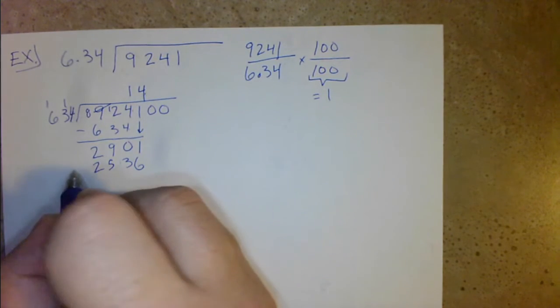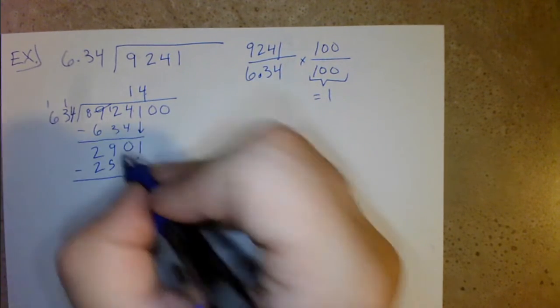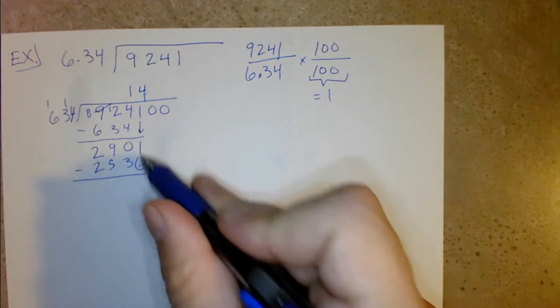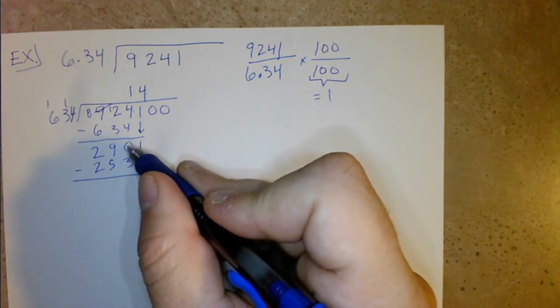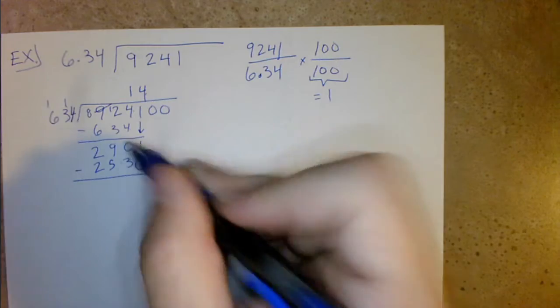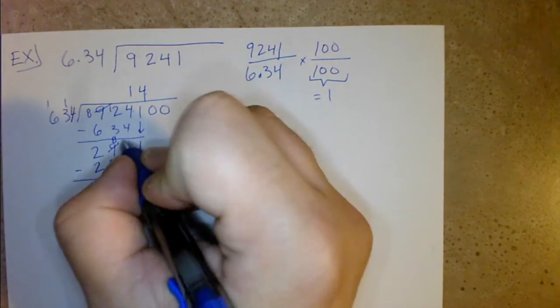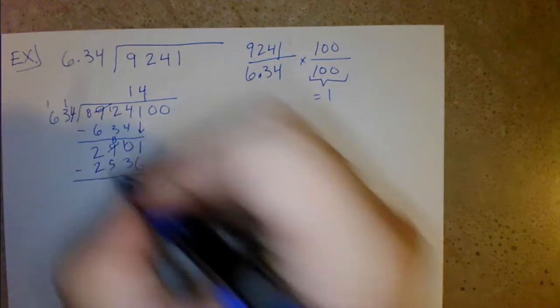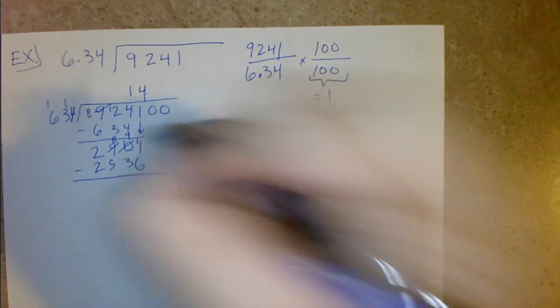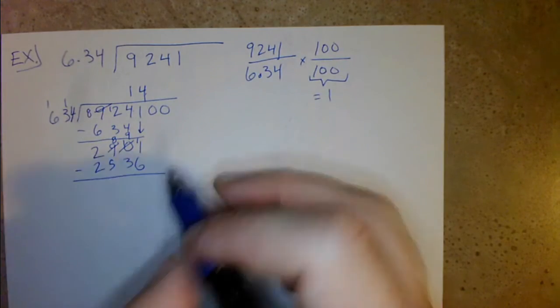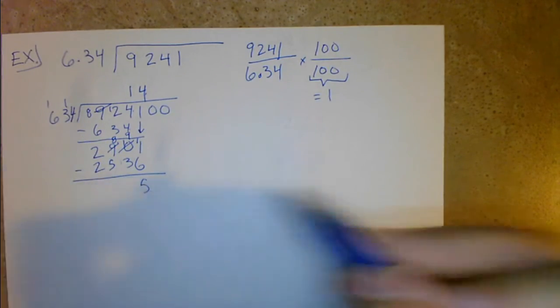Subtract. 1 minus 6, I need to borrow something from here, but I can't borrow from 0, so I'll borrow 8 from here to make that a 10. I'll borrow 10 from there, like so. So 11 minus 6 is 5.